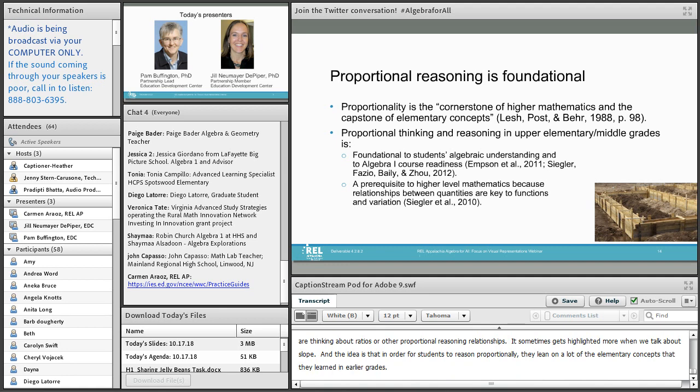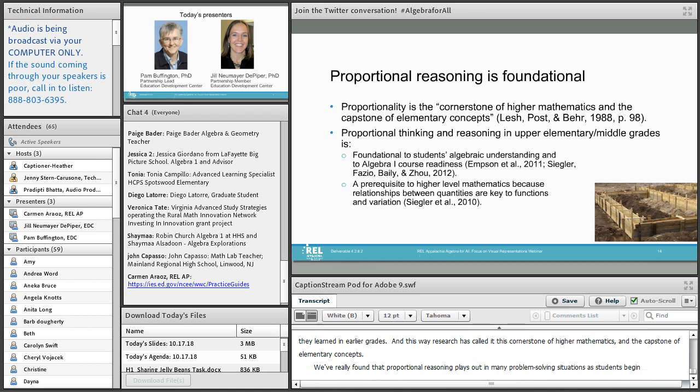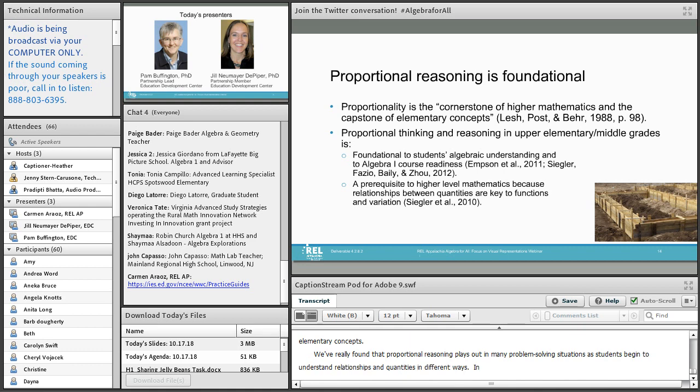And in this way, research has called it the cornerstone of higher mathematics and the capstone of elementary concepts. We've really found that proportional reasoning plays out in many problem-solving situations as students begin to understand relationships and quantities in different ways. In addition, this understanding of proportional relationships is related to specific mathematics courses, because relationships between quantities are key to functions and variations. We'd like to highlight this with an example.